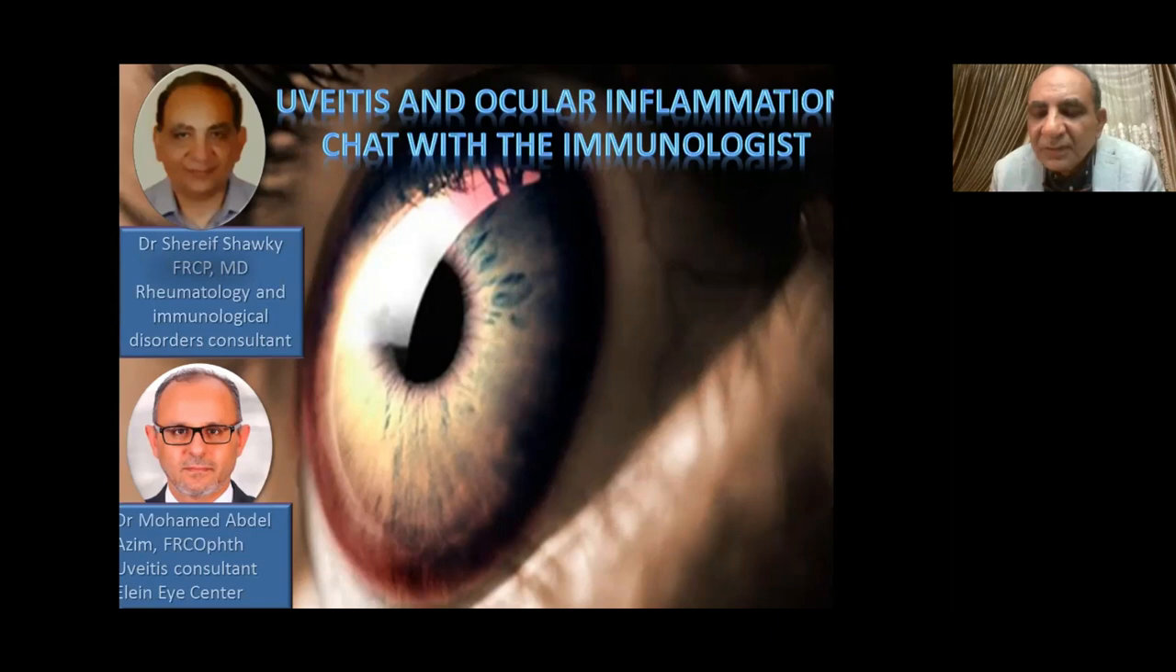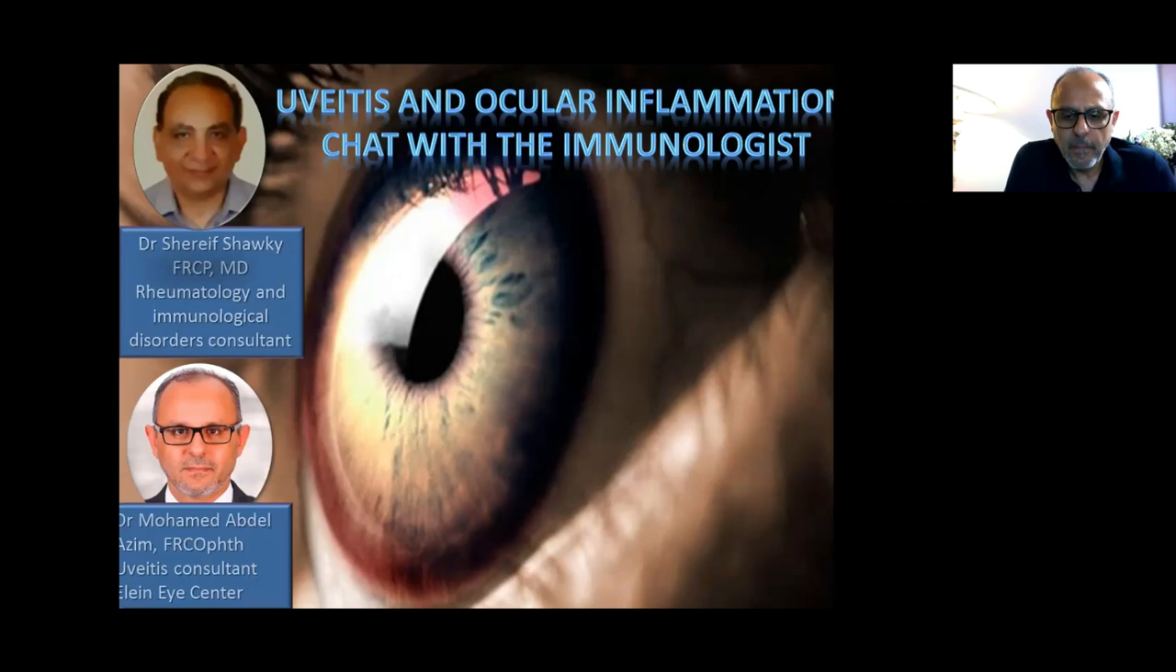Dr. Muhammad, the baseline investigations that you request, you said that you do a reactive analysis. What's a reactive analysis? Acute phase reactants. Yeah, acute phase reactants, like ESR and CRP. Okay, so this would give you a broad idea whether there's an inflammation going on somewhere or not.